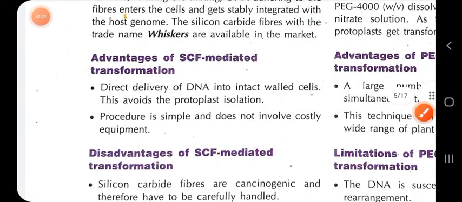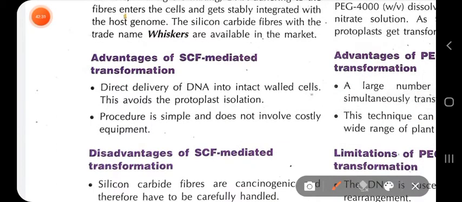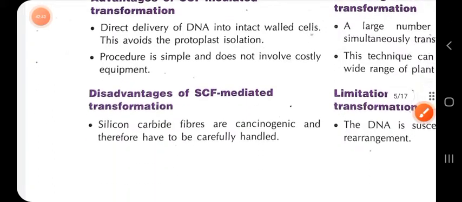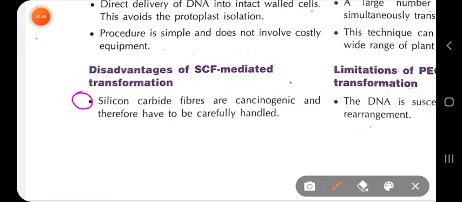Well, here the disadvantage of silicon carbide fiber, as you can see, is that it can penetrate into a cell wall, so there may be a chance of mechanical injury to the cells. That will be a disadvantage, obviously. Okay, let us see more disadvantages. Silicon carbide fibers are carcinogenic. Oh, so it's called cancer. It can cause you cancer, and therefore it has to be carefully handled.